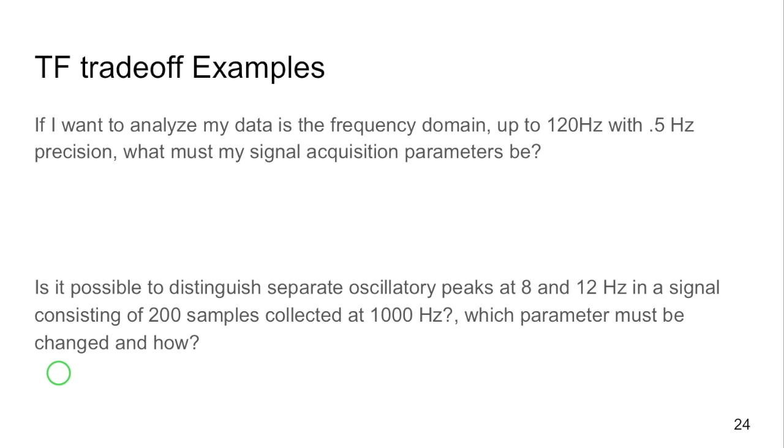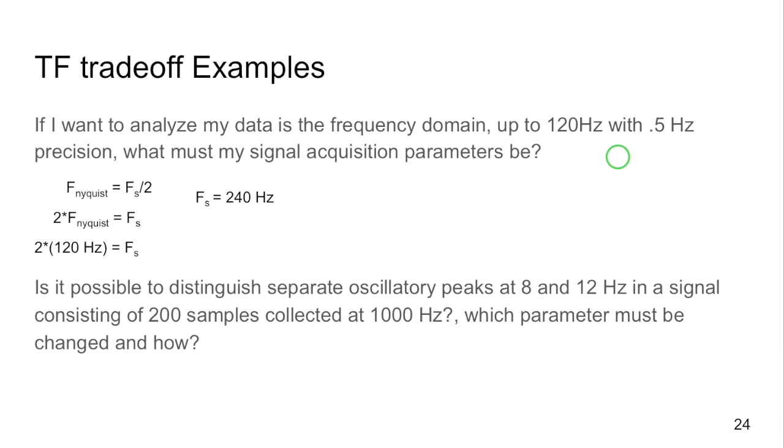So let's do some exercises. Let's say I want to analyze my data in the frequency domain, and I'm interested in oscillations up to 120 Hertz, and I want to be able to distinguish oscillations that are only a half Hertz different. What must my signal acquisition parameters be? Well, first let's figure out what my sampling rate has to be. This is a review from before. I know that my sampling rate has to be double the highest frequency I want to record. So I need to be sampling at least 240 hertz.